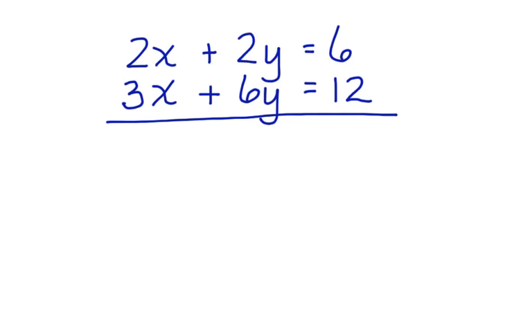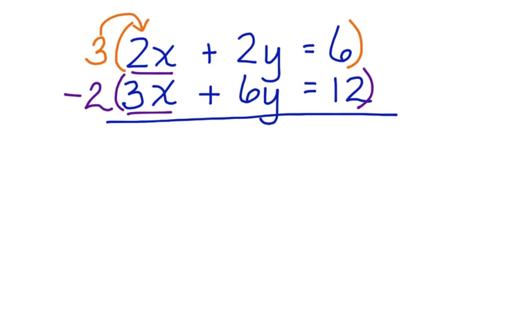Let's say that we wanted to create additive inverse coefficients with the x coefficient. 2 and 3 could both be turned into 6. We could multiply this top equation by a positive 3 and this bottom equation by a negative 2. And when we multiply by those two terms, we will create additive inverse coefficients with the x coefficient. Let's watch how to do that.